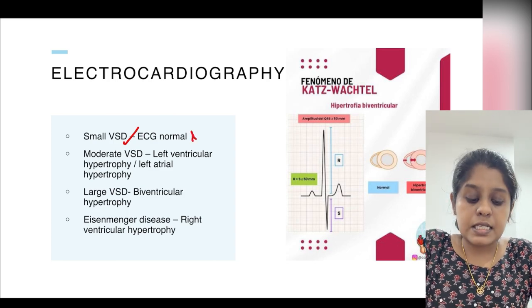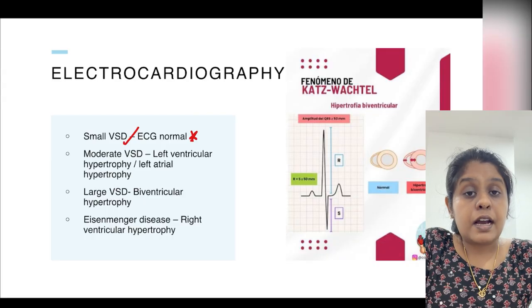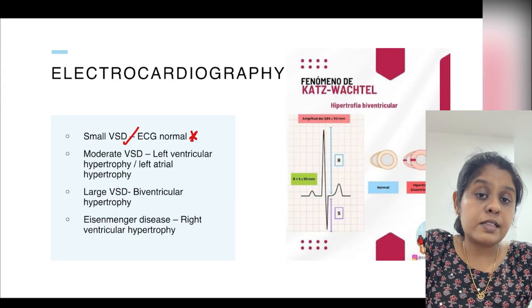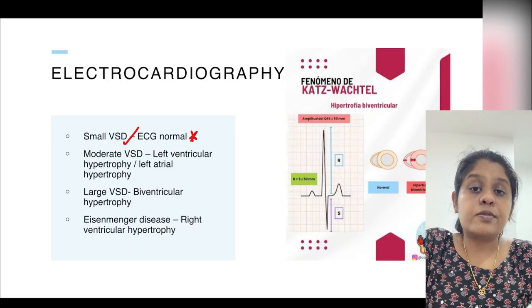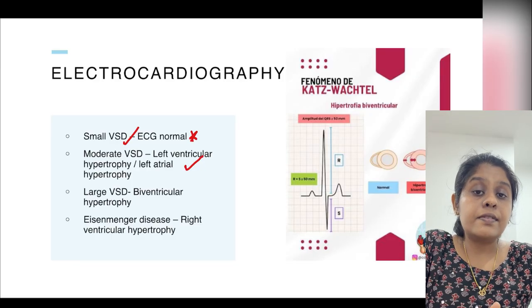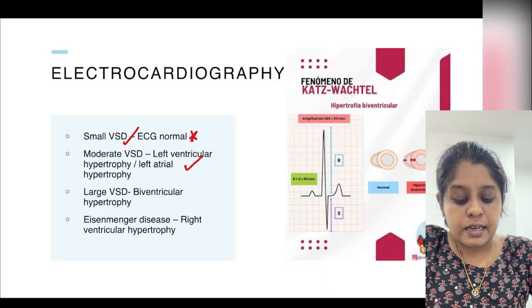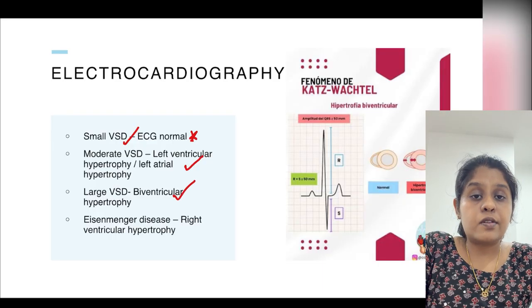In moderate VSD, there will be left ventricular hypertrophy because the blood is coming back from the lungs, again back through the pulmonary vein and first loading the left ventricle. So there will be a left ventricular hypertrophy. When there is a large VSD, this shunt will be so much that the blood will cross from the left to the right side, and this will lead to biventricular hypertrophy. And on the later stages, the right ventricular hypertrophy happens.